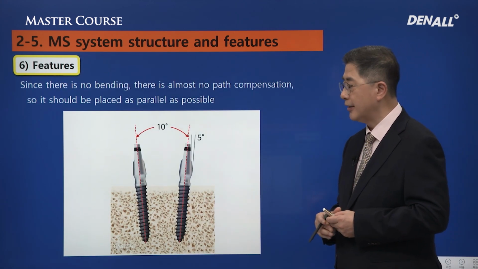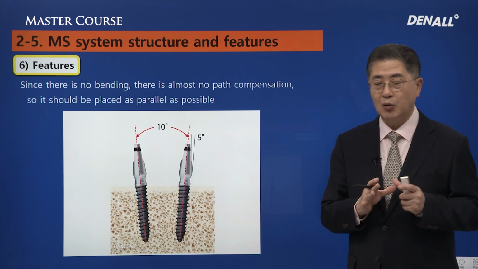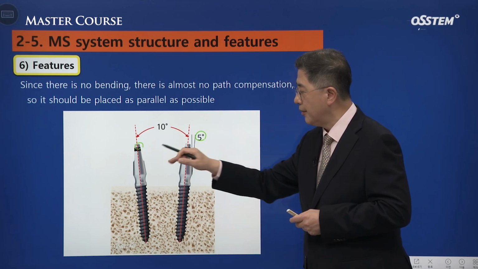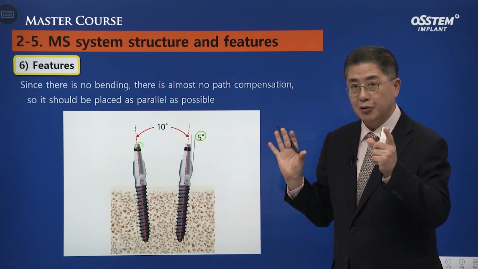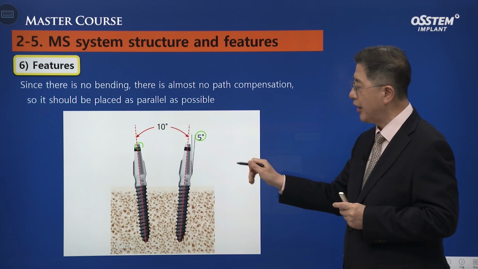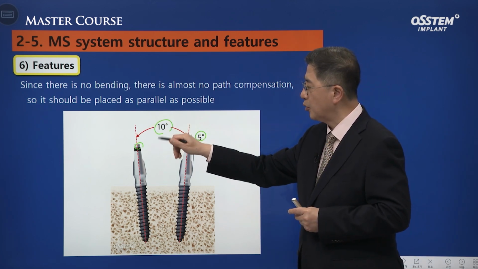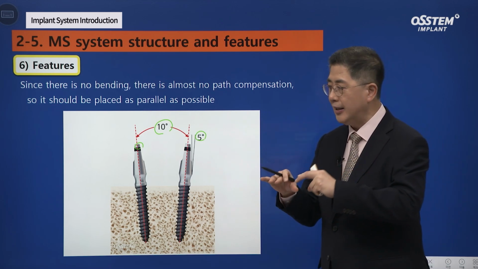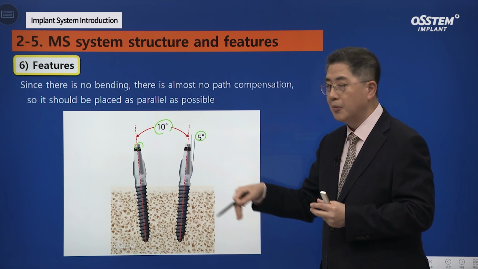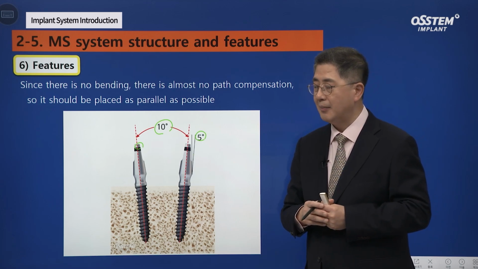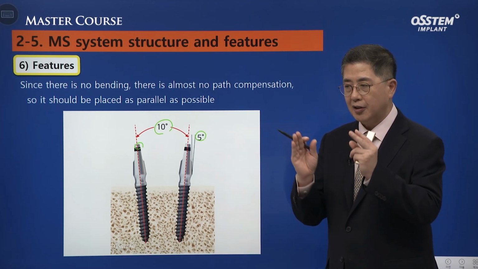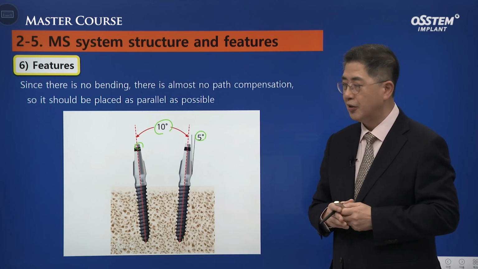The MS implant has an inclination of 5 degrees. When you design a lower anterior bridge using these two implants, if the angle is about 10 degrees, we can provide a prosthesis without problem. But if it goes beyond that, there can be issues in providing the abutment. So when placing implants, we need to use guided surgery so that they're placed in parallel, especially when providing a bridge-type prosthesis.